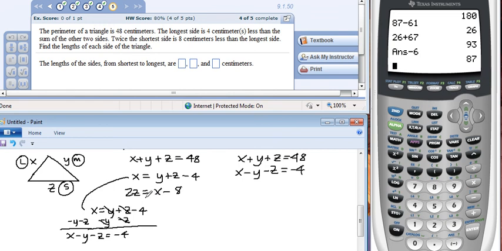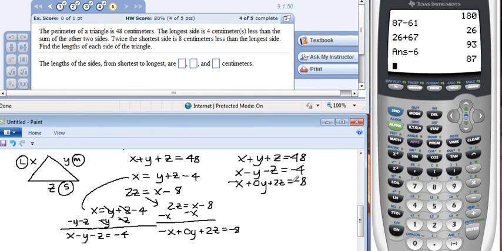Now this one, I've got 2z equals x minus 8. Let's see, if I dragged my x over this way, I'd be done, wouldn't I? Doesn't matter if it's negative or positive, but all I want to do is stack my x's, y's, and z's on the left. So I have minus x plus 0 y's, right, plus 2z's, just use that as a placeholder, is equal to negative 8. There's my third and final equation: 0y plus 2z equals minus 8.